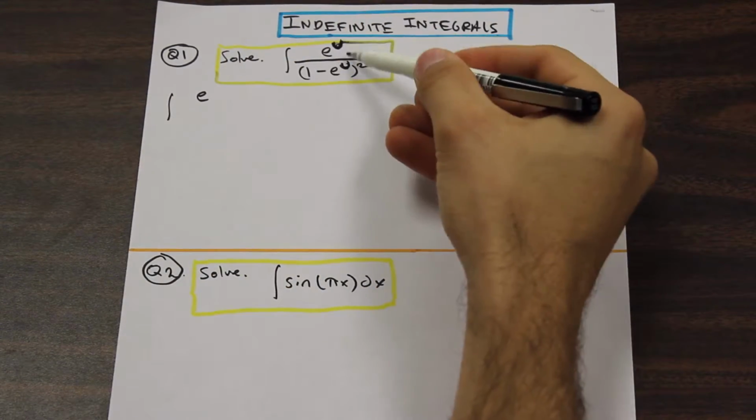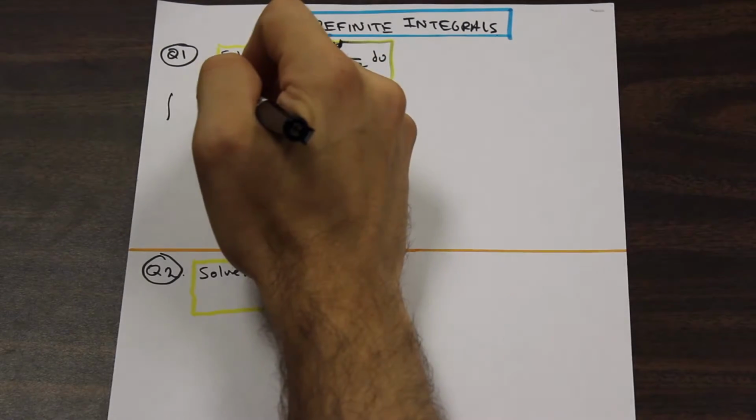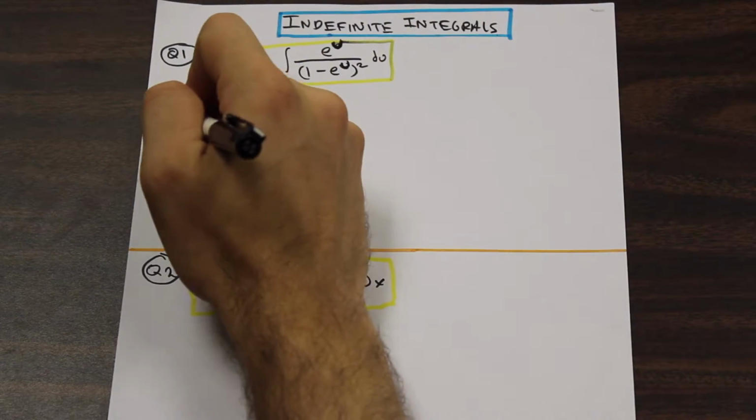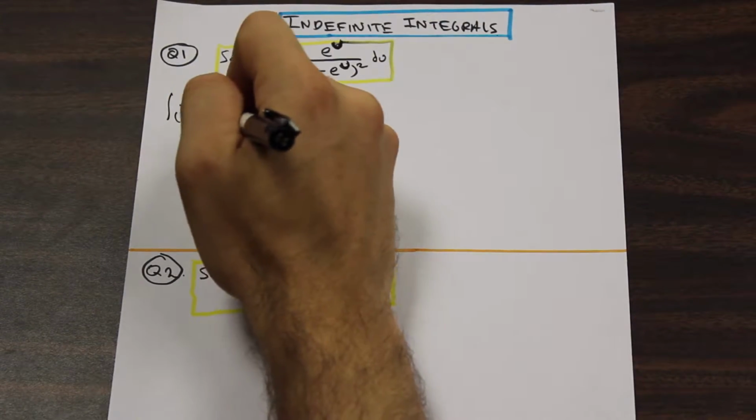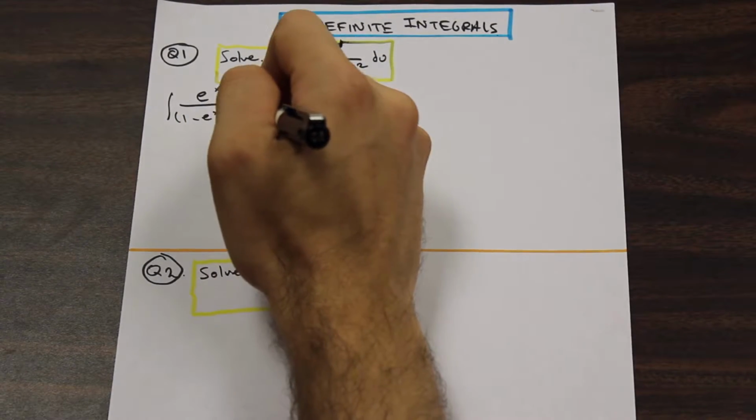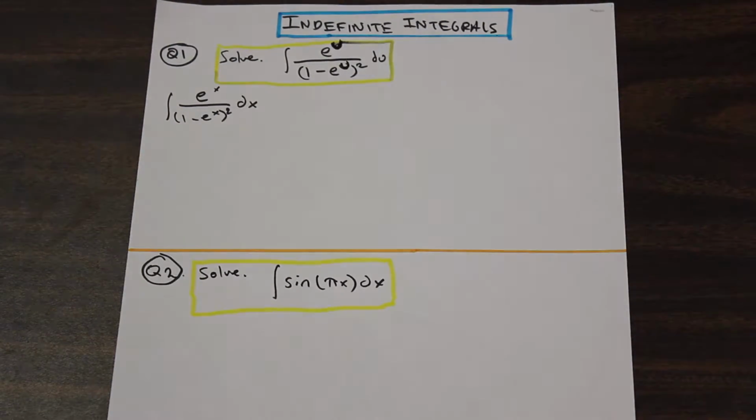I'm just going to change this u variable to x. That's something you can do if you come across this in an exam. Obviously, changing u to x here doesn't really change anything in the question. It just helps us not get confused as much. Okay, so let's get started.